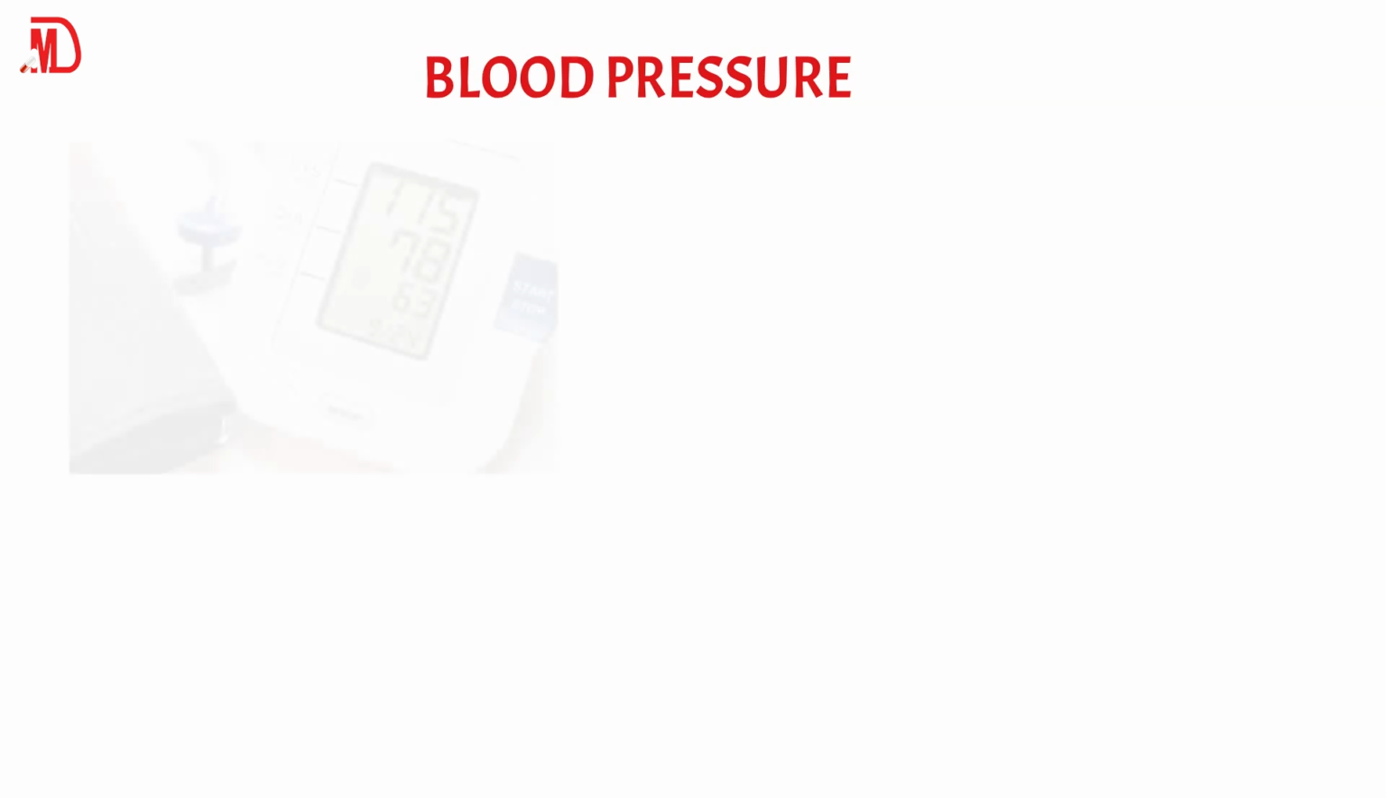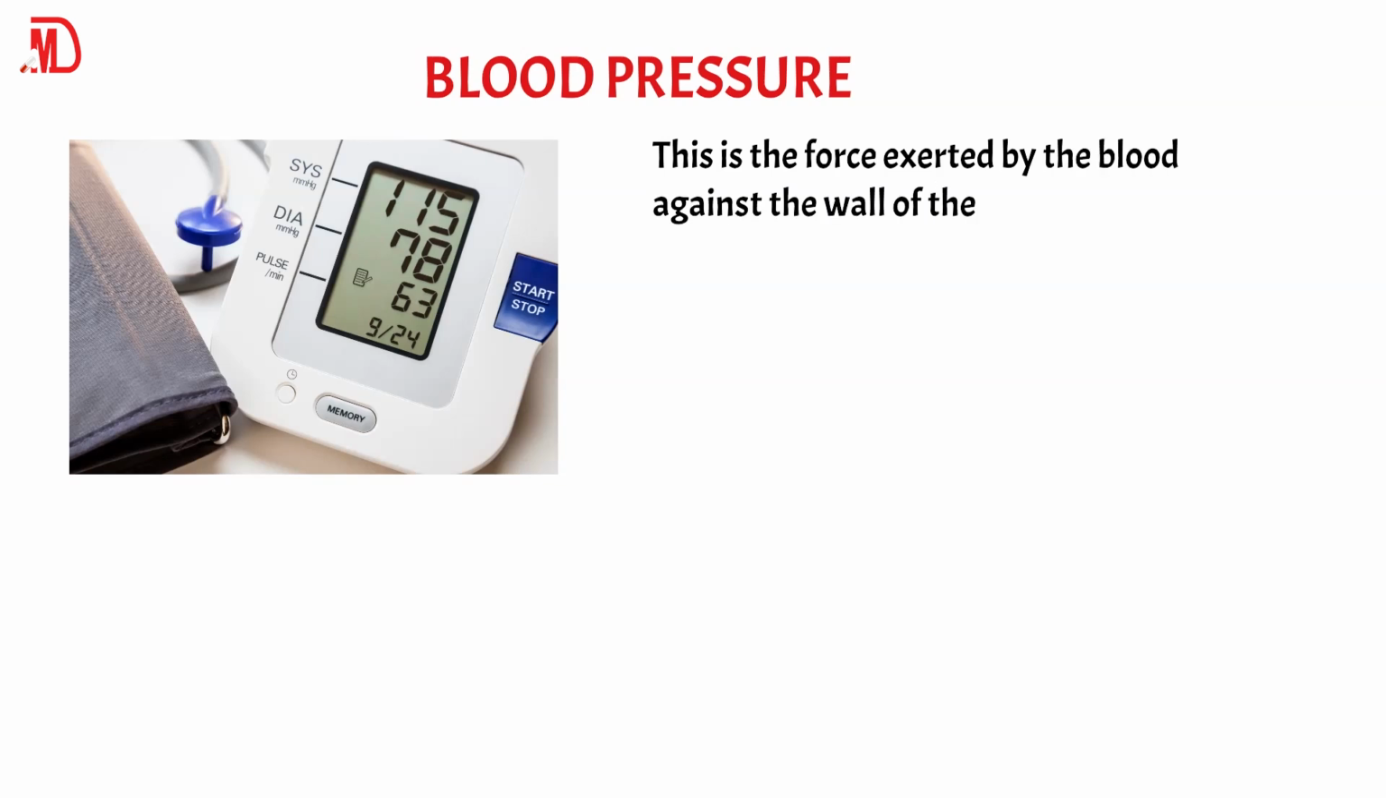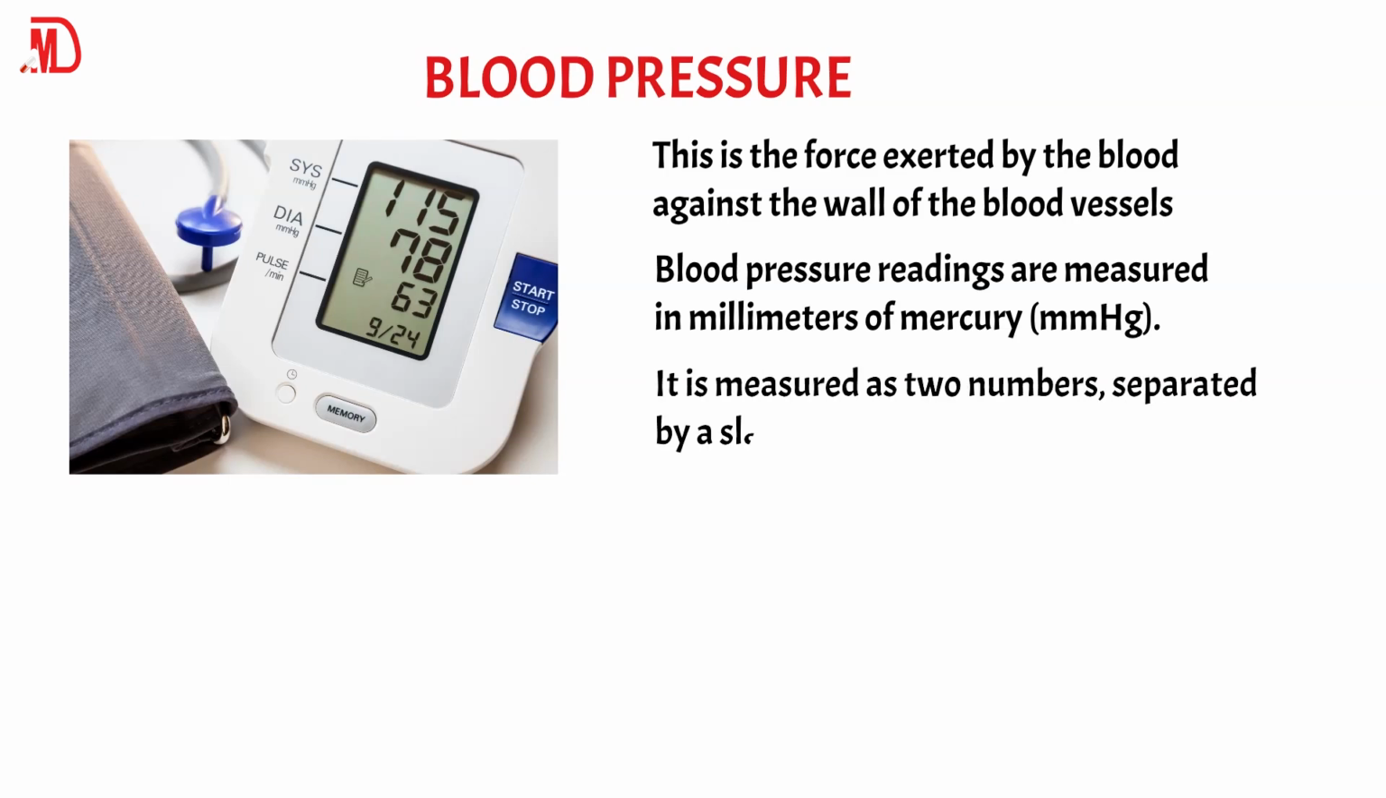Now, let's move to blood pressure. This is simply the force exerted by the blood against the wall of the blood vessels. Blood pressure readings are measured in millimeters of mercury, mmHg. It is measured as two numbers separated by a slash, such as 120/80 millimeters of mercury, or mmHg.